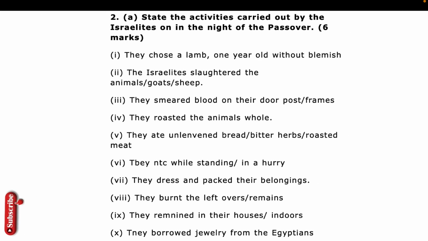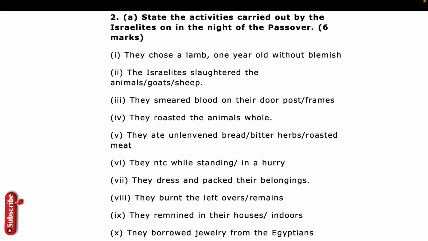Question 2A. State the activities carried out by the Israelites on the night of the Passover. 6 marks. They chose a lamb, 1 year old without blemish. The Israelites slaughtered the animals. They smeared the blood on their doorposts. They roasted the animals whole. They ate it with unleavened bread and bitter herbs.